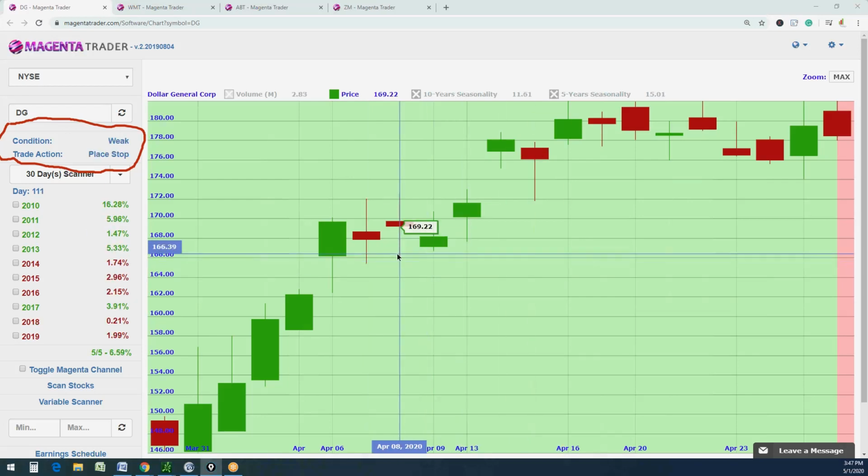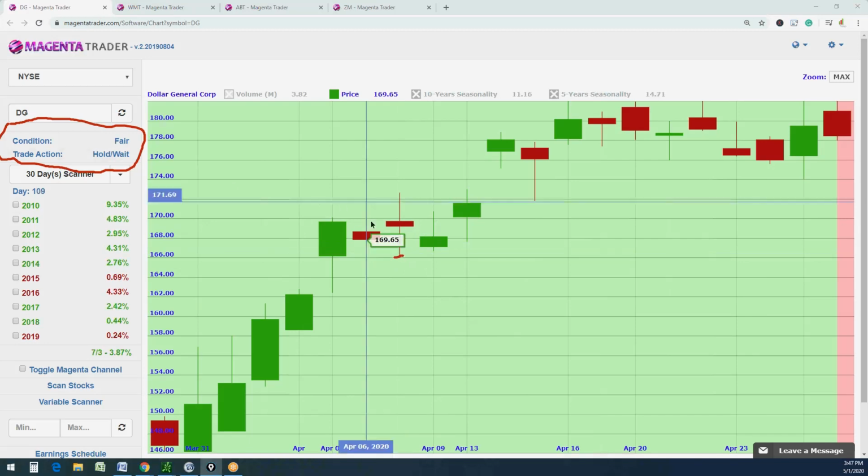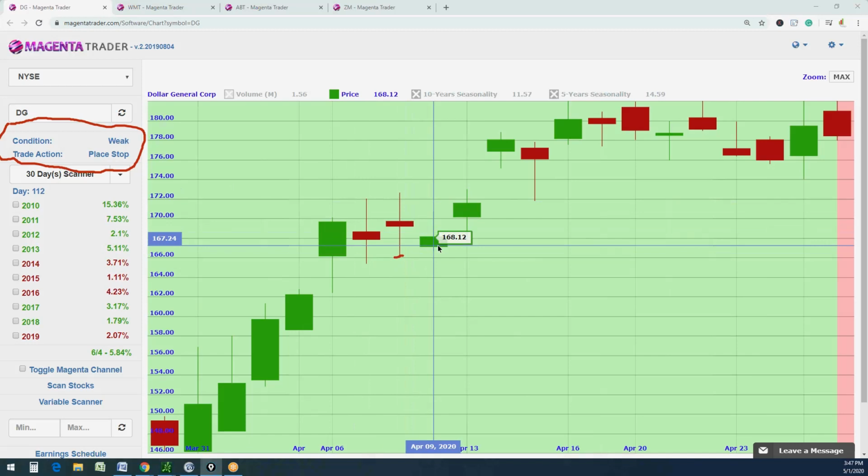The day after that, it now says, market is getting a little weak for this particular stock. Maybe it might not be a bad idea to place your stop. On this particular day, a trader would have gone in there and placed his stop at the low of that red candle. The next day, market condition was still weak. Magenta was suggesting still keep your stops in place. As a matter of fact, adjust your stop to the new low, which would be this candle right here.